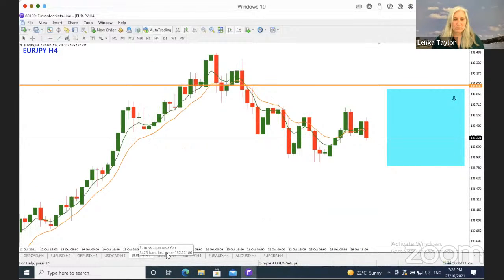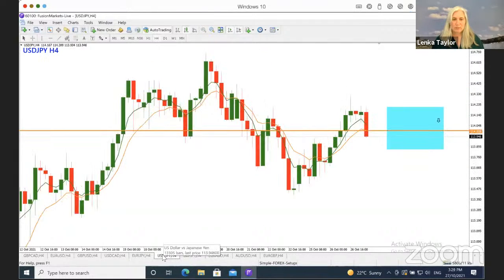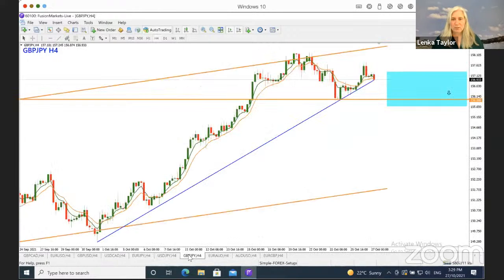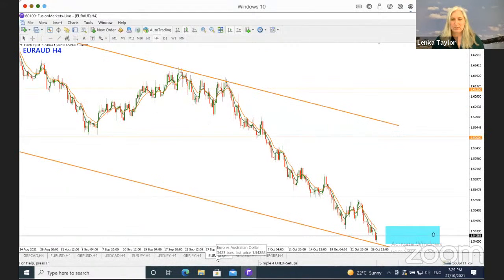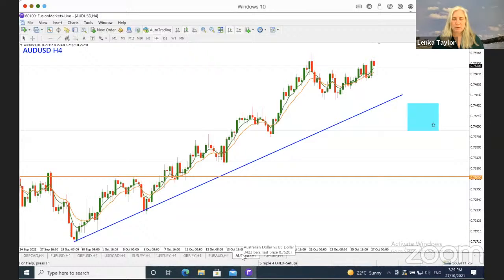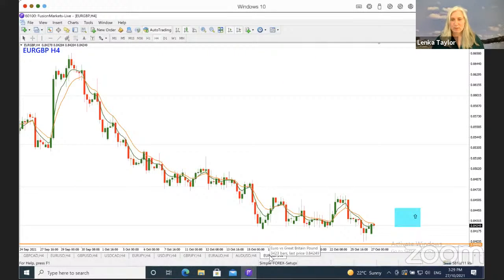EUR JPY, I'm looking for short. USD JPY, I'm looking for short. GBP JPY, I'm looking for short. EUR AUD, I'm looking for long. AUD USD, I'm looking for long, but there might potentially be a short coming up if it goes sideways and then turns around. And EUR GBP, I'm looking for long.